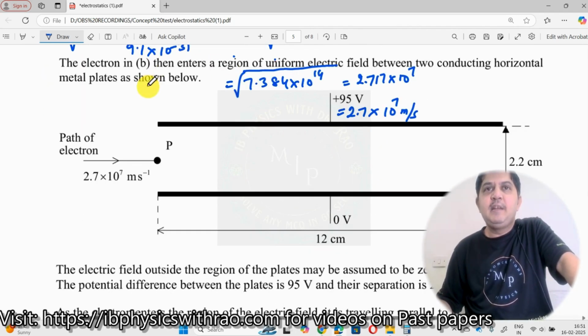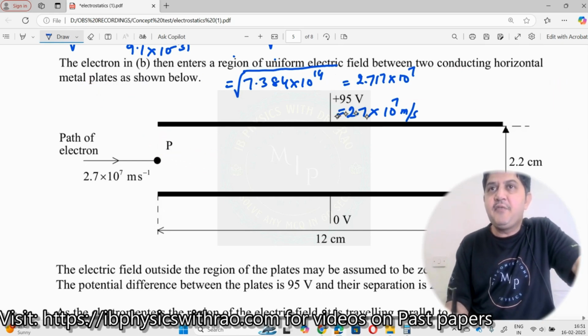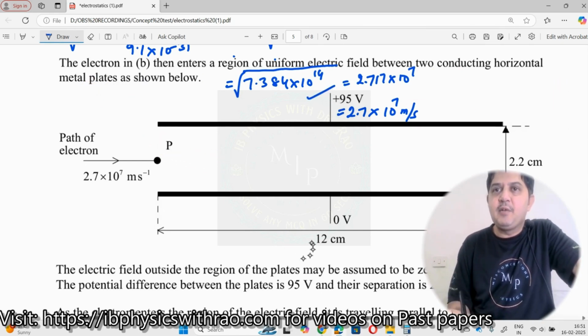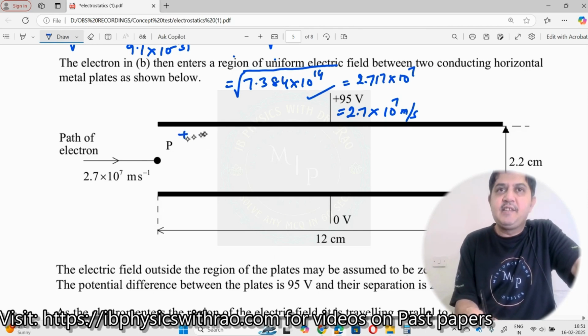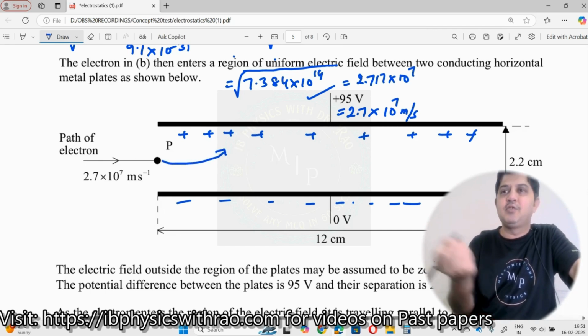The electron in B then enters a uniform electric field between two horizontal metal plates. 95 volt is given here, 95 volt, 0 volt, which means what? This is heavily positively charged. This is negatively charged. Next question you can always guess. The moment it enters here, what will happen? It will go and attract, go and stick to this one, because it will never come downwards here.